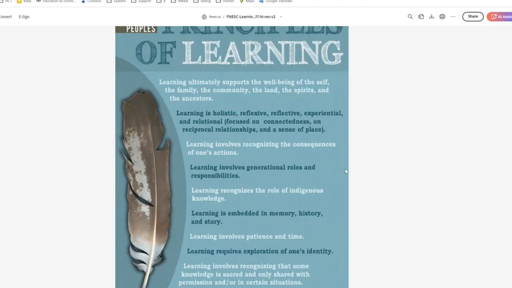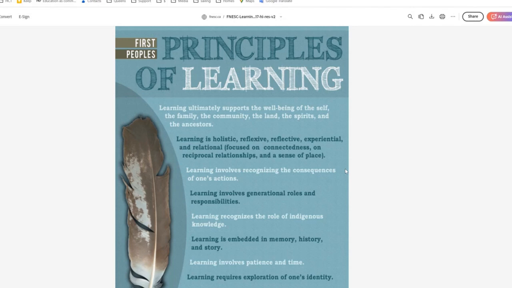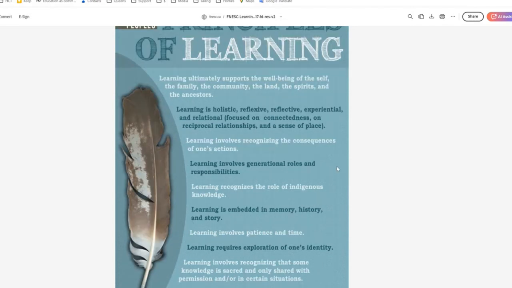So I always like to have the First Peoples principles of learning on hand. I love looking at this, and I bring this into a lot of my work. I love this one here. Learning involves recognizing the consequences of one's actions. So for me, being learner-centered gets right to the heart of that. We want to be learner-centered, but as I pointed out to a few of you, what we're doing is giving the learner control over their own actions as much as we can, depending on their age and maturity and so forth. But really, I think this is a great focus for learner-centeredness.